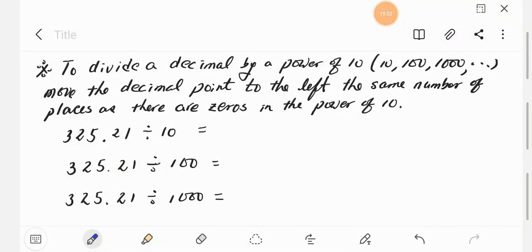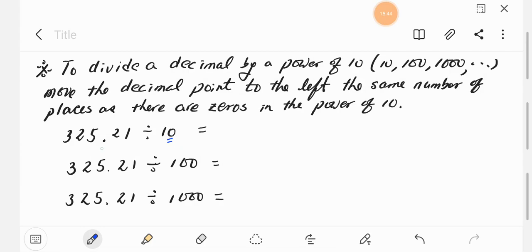Okay, this time let's divide a decimal by a power of 10, which means 10, 100, 1000, 10,000, and so on. If you're dividing a number by a number greater than 1, then the original number gets smaller, right? So in this case, we want to divide 325.21 by 10. 10 is greater than 1, so the result will be smaller. So how much smaller? Just count the number of zeros. So 10 has 1 zero.